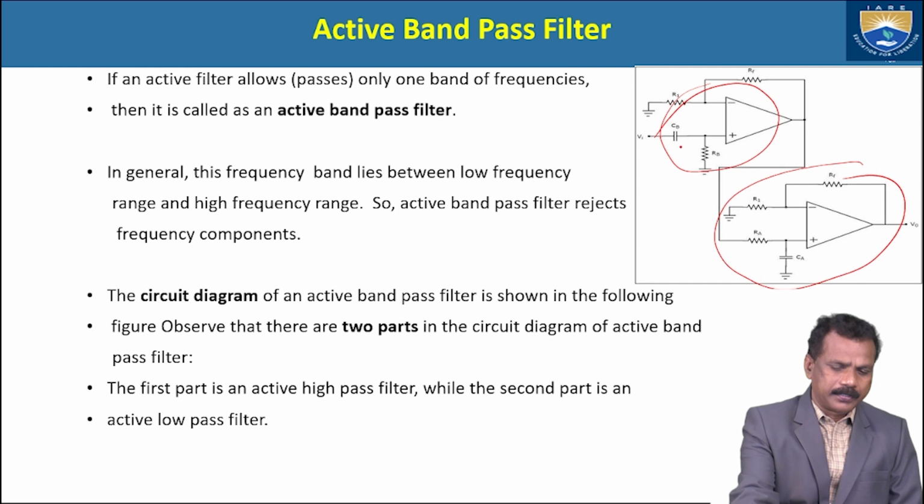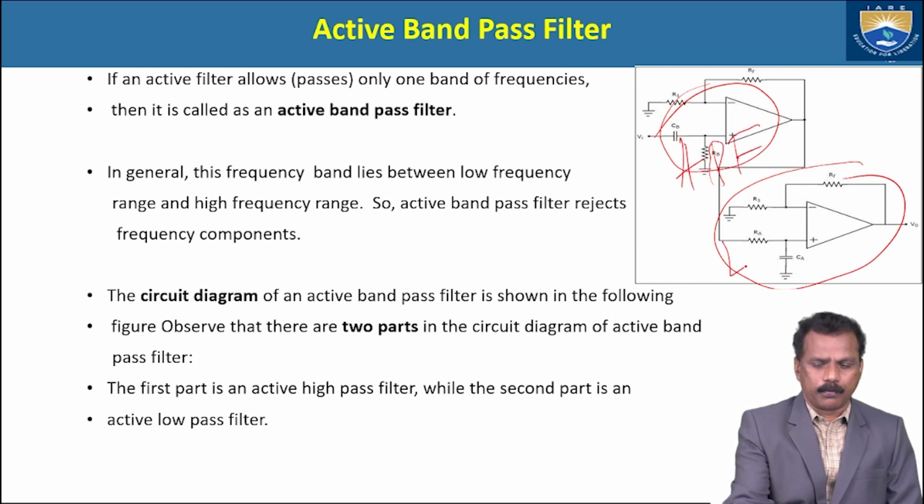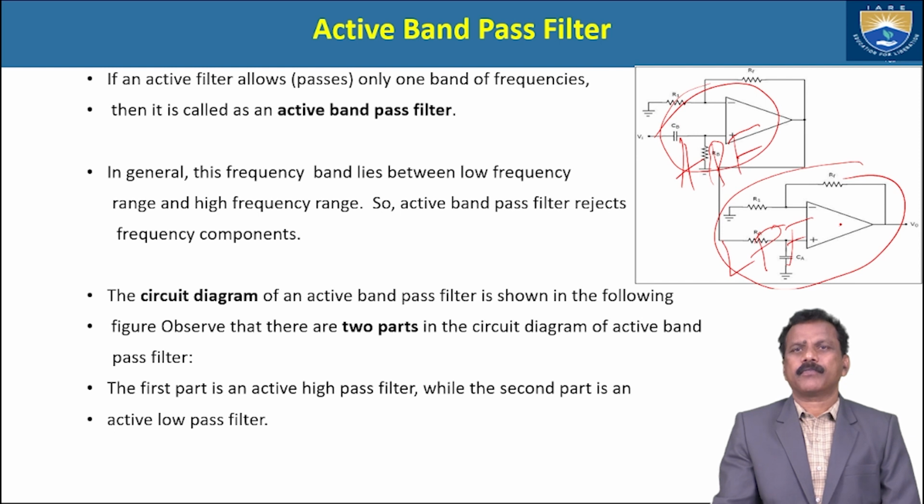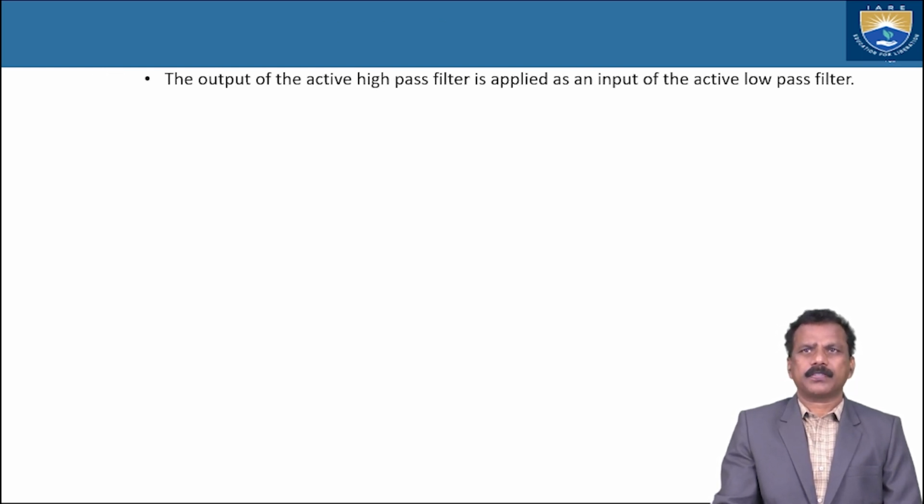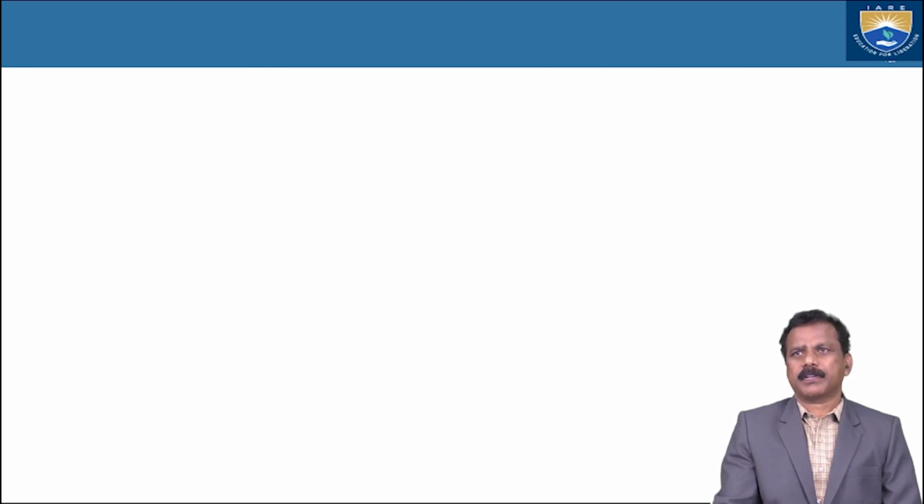That means this is the high pass filter using the operational amplifier, and this one is the low pass filter with the help of an op-amp. So the output of the active high pass filter is applied as an input of the active low pass filter as per this circuit diagram.